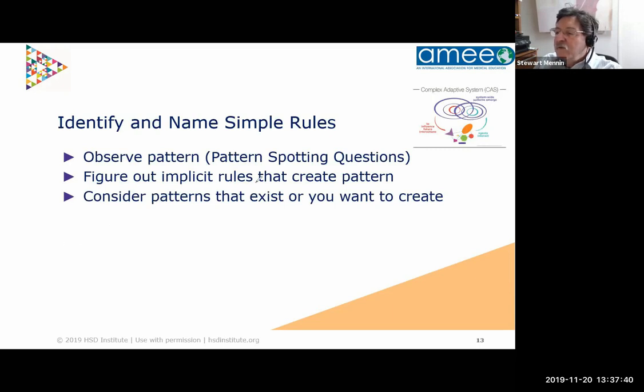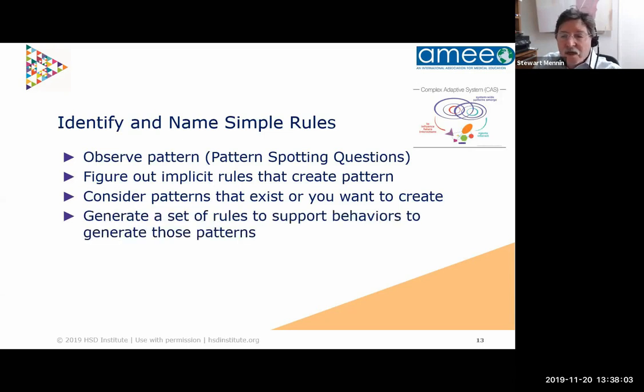So you need to figure out what the rules are and then consider the patterns that exist now. What patterns exist now as wicked issues in your workplace? Or what patterns would you like to create? It goes both ways. You can look at what is, and you can look at what you want to create. And then you can generate a set of rules to support behaviors to create those patterns. So for example, if the rule is do your own thing, and that creates fragmentation and dissonance in your curriculum, in your school, and you change it to do your own thing collaboratively with others, make your own thing collaborative, then suddenly you have people working together as opposed to alone. And the behavior leads to different patterns.